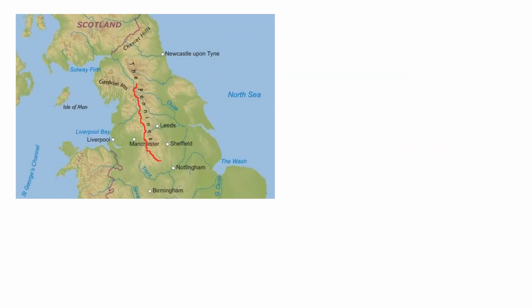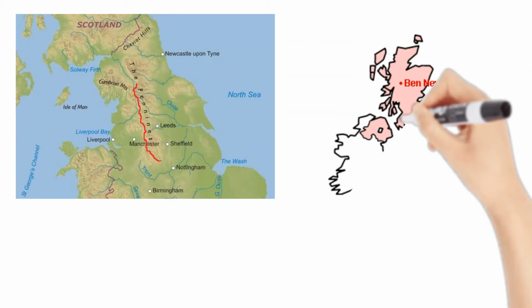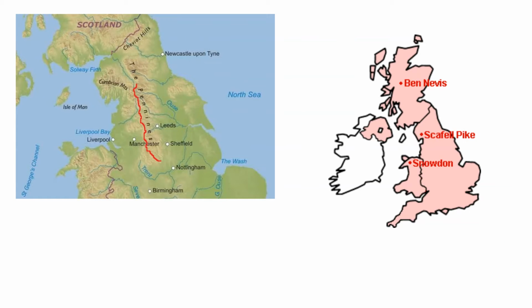The Pennines mountain range is the oldest of its kind in England, being dated at 300 million years of age, and the highest peak in all of England is Scafell Pike, with only 978 meters above sea level.